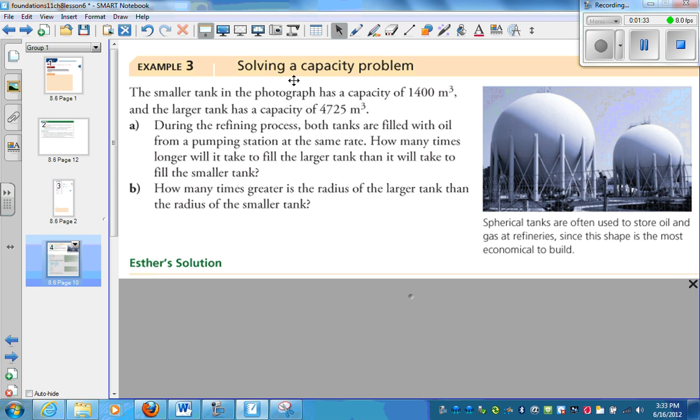We have capacity. So a smaller tank has a capacity of 1,400 meters cubed. The larger tank can hold 4,725 meters cubed. During the refining process, both tanks are filled with oil from a pumping station at the same rate. How many times longer will it take to fill the larger tank than the smaller tank? Okay, and then we're going to look at the radius.